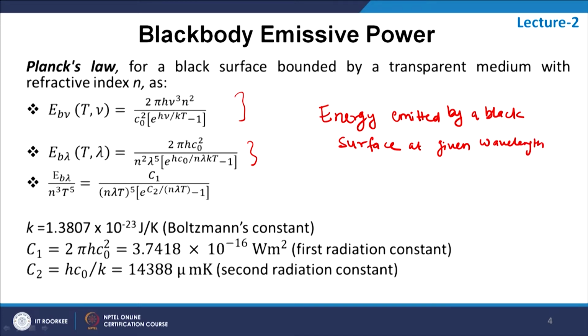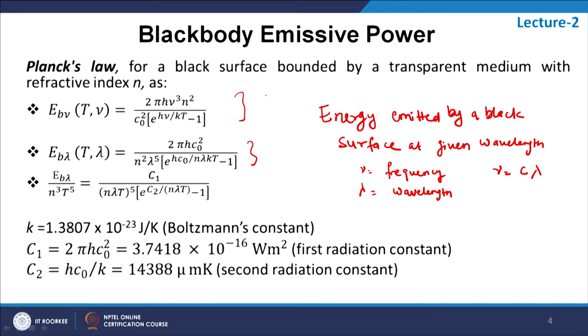Now, as I told you, some researchers prefer the units of frequency, so nu is the frequency here, while some other researchers prefer lambda, which is the wavelength. These two are related by the speed of light. Frequency is related to the wavelength as nu equal to c by lambda, where c is the speed of light. So, we can convert from different units, that is, Eb nu in frequency units we can convert into Eb lambda.